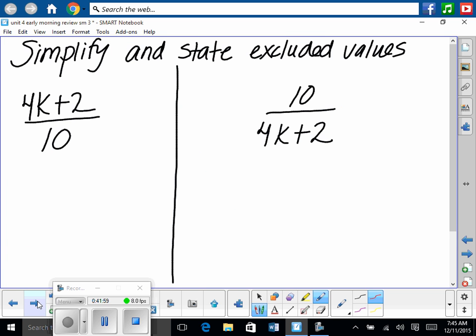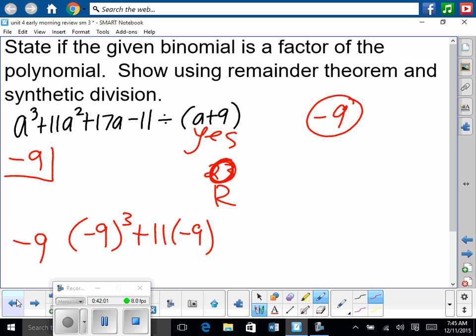Wait, so you don't have to do all that? No, you do. Because I say use the remainder theorem and synthetic division to prove that it truly is a root or is not. So if it was 23, the answer would be no, right? Then you're showing using this that that was the remainder.